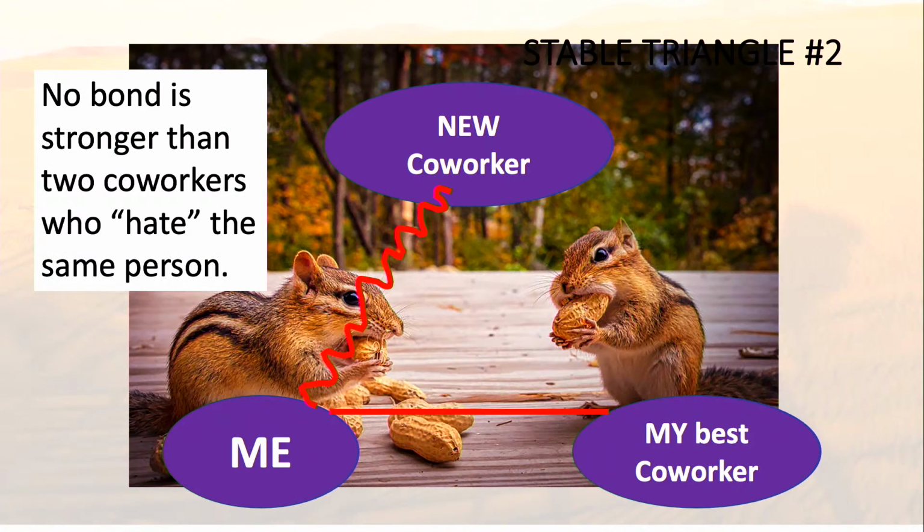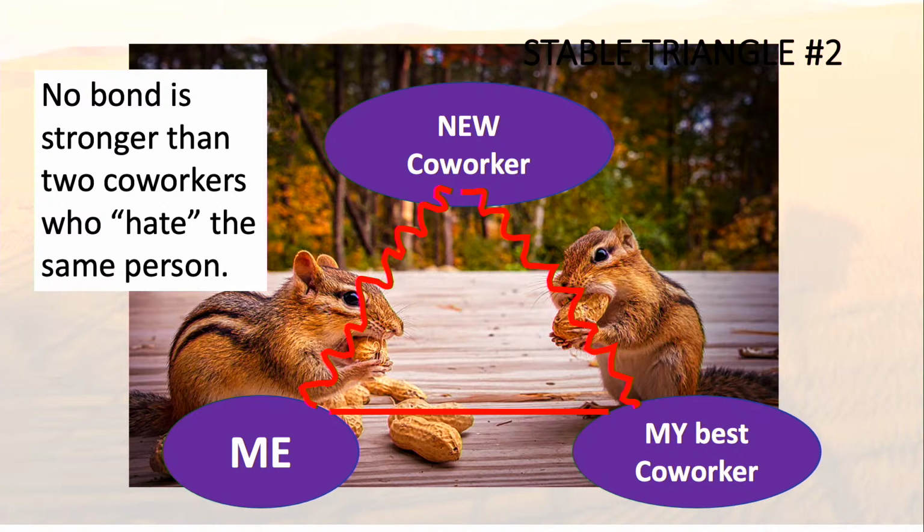Here we go. No bond is stronger than 2 workers who hate the same person. Me, my bestie coworker, and the new coworker we don't like, we're here having our snack, and we both agree that we don't like this person. This is also a stable triangle because we can both agree that this person is different or weird or we don't like them, and we are in agreement, and this is a stable triangle.